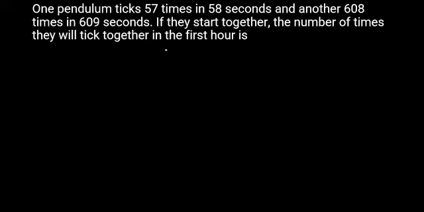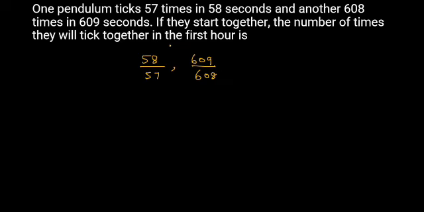Now you have to apply the mechanism of LCM here. The LCM here is considered for fractions. It is not given as a whole number, it has been given as a fraction. For every 58 seconds, one pendulum ticks 57 times, and for every 609 seconds, the other pendulum ticks 608 times.